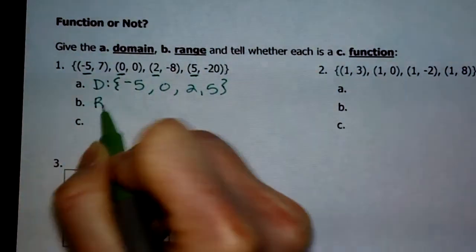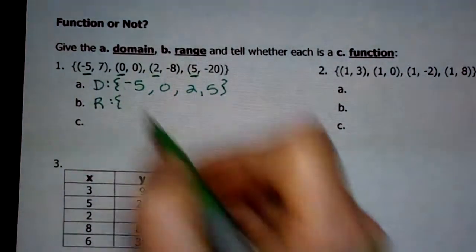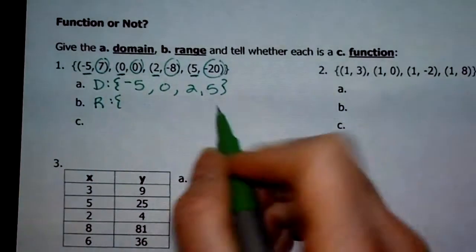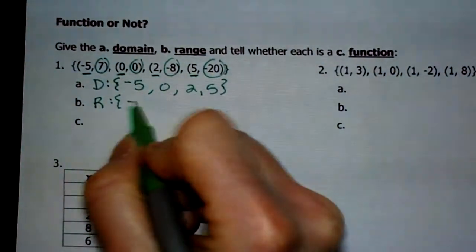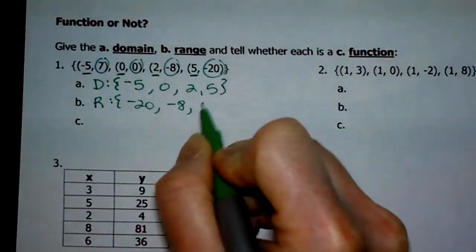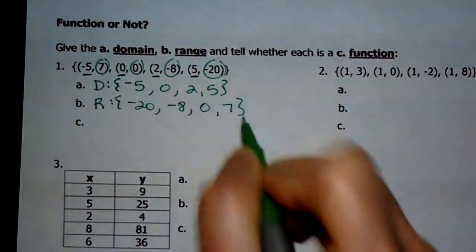Letter B asks us to list the range, so I'm going to put a capital R and look at all my range values here. And in my range values, I see the lowest is -20. The next lowest is -8. Then I have 0. Then I have 7.